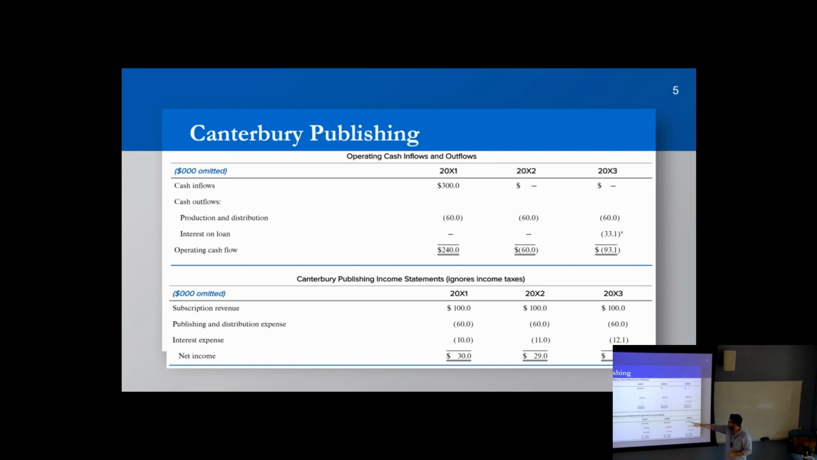Right? If we look at the company's revenue, that's $300,000 in revenue, $300,000 in cash. When we look at the company's expenses, they also add up. And when we look at the company's interest expense, it adds up as well. 10 plus 11, 21, plus 12.1, 33.1. So all of these values match up explicitly. The biggest difference, though, is the timing of these cash flows and revenue recognition and expense recognition. Right? And so this is one of the most important discrepancies between cash and accrual accounting: accrual accounting doesn't reflect when cash actually changes hands.